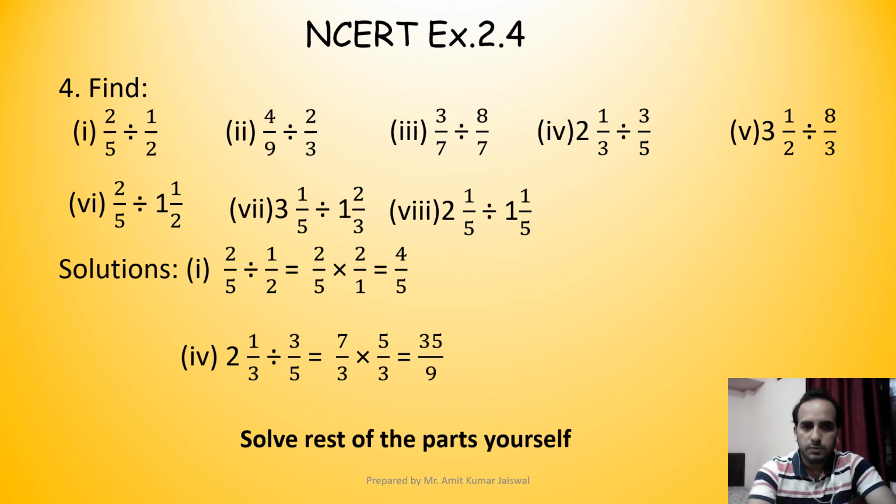Now next, the fourth part, you have the dividend here, that's 2 1 by 3, the mixed fraction. You need to convert it into an improper fraction again, 7 upon 3, and then you need to divide it by 3 by 5. So taking the reciprocal, conversion of the sign, and the product we have got is 35 upon 9. So I hope you have got both parts, the first and the fourth, and you will be able to solve the rest of the parts.